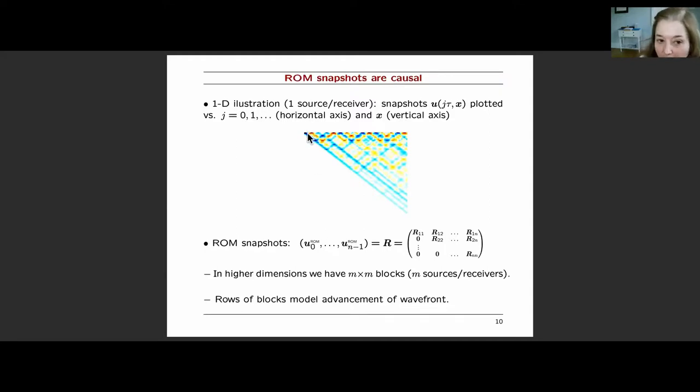So for the first time, which corresponds to the first column here, time is equal to zero, the wave is at the sensor. As the time advances, the wave moves away from the sensor and it proceeds deeper in the medium. Okay, so it gives you this triangular structure, which is of course preserved in the reduced order model construction that we have. And moreover, that's how we came up with this.